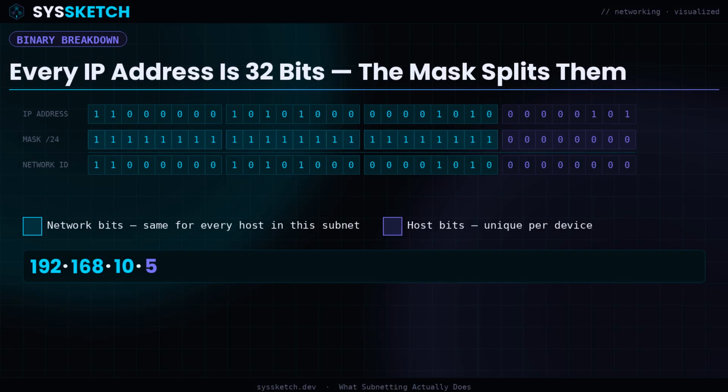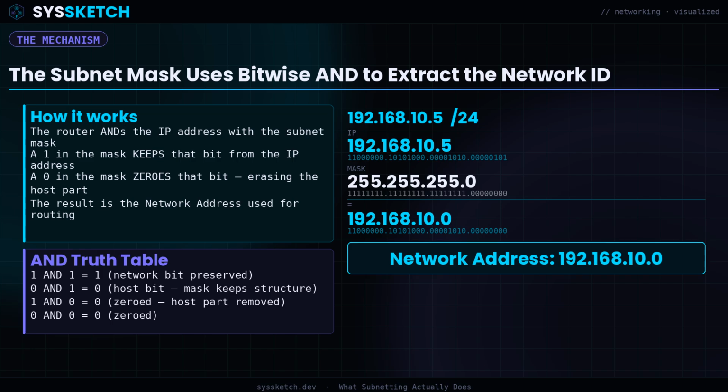At the core, every IPv4 address is exactly 32 bits, 4 octets. Take 192.168.10.5. In binary, that's 4 groups of 8 bits each. The subnet mask decides which of those 32 bits belong to the network and which belong to the host. Network bits are shared by every device on the same subnet. Host bits are unique per device.